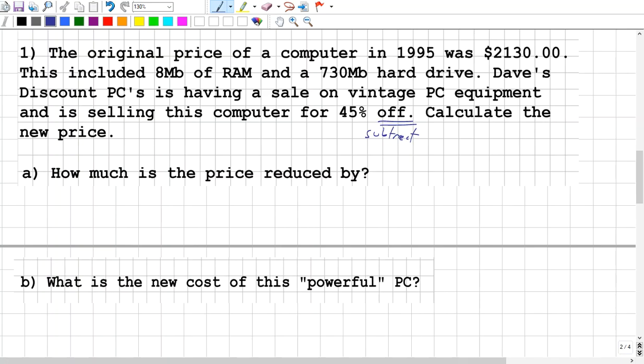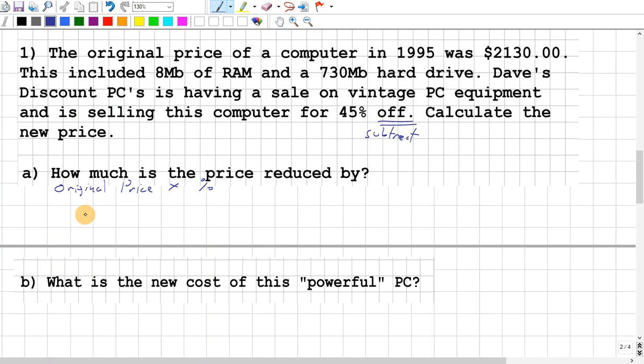If you think about a 730 megabyte hard drive and how big games or applications are nowadays, that would not even hold a single game. Most games, it wouldn't even hold a portion of. Most applications are gigabytes big, right? So first question is, how much is the price reduced by? So what was the original price? Okay, so we take the original price and we multiply by the percent.